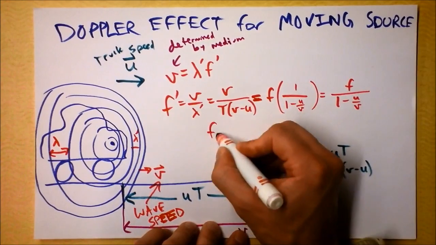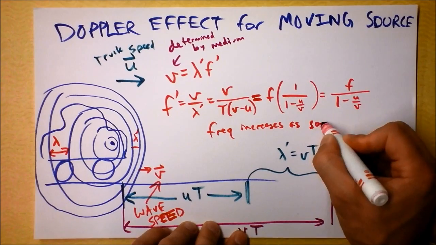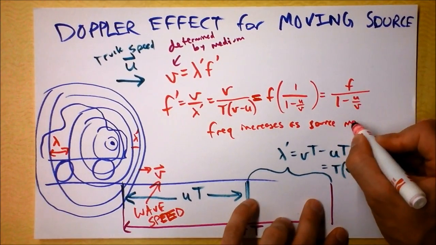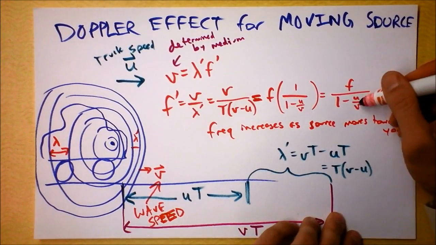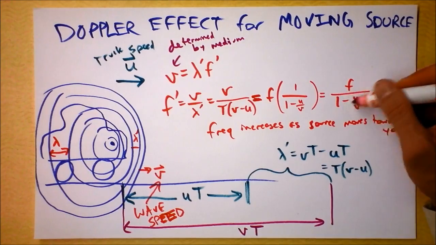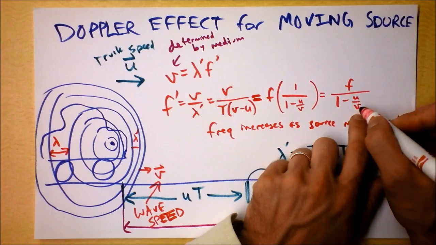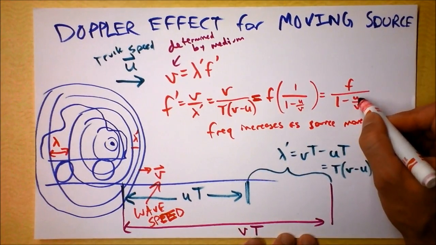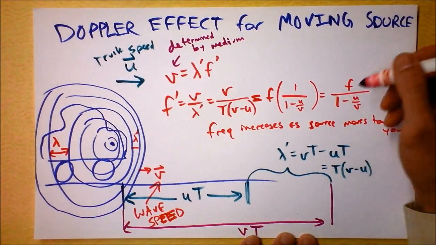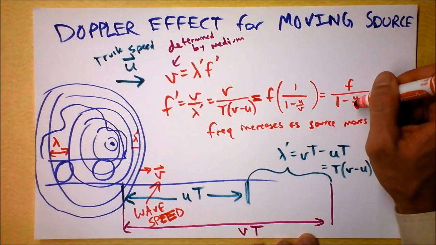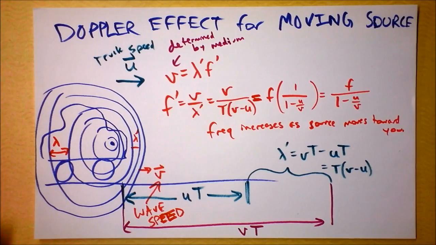Frequency increases as the source moves toward you, and you maybe predicted that. Let's see if we can see that it gets bigger. We're dividing by a number that's less than 1. I'm subtracting positive U over V, which is a number less than 1. So it's 1 minus a number less than 1, which gives us a denominator slightly less than 1. And so we are dividing the original frequency by a number less than 1, which gives us an observed frequency that's higher. So an ambulance coming towards you, and a race car.